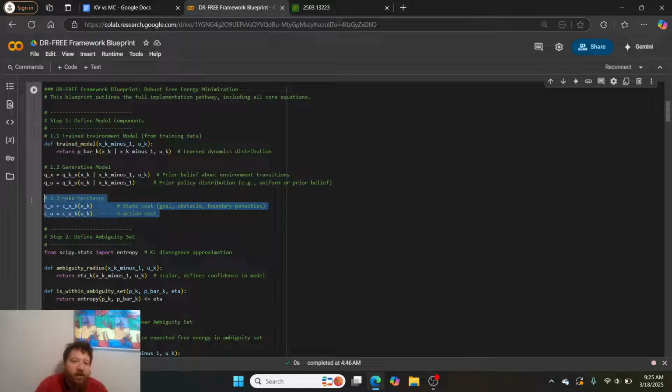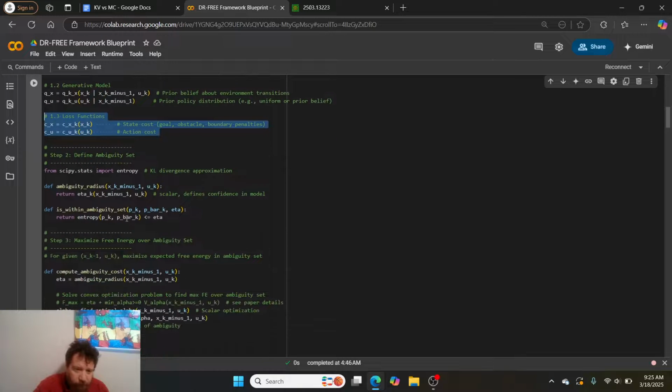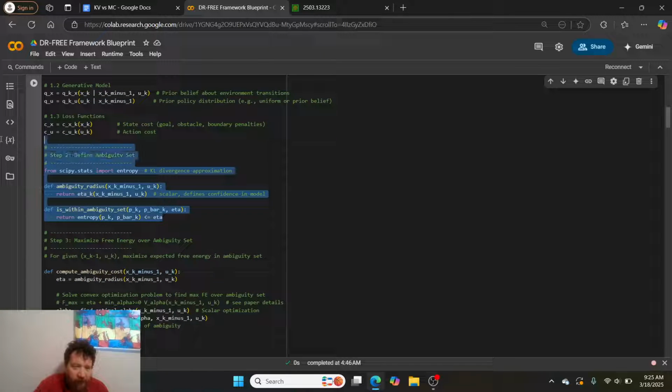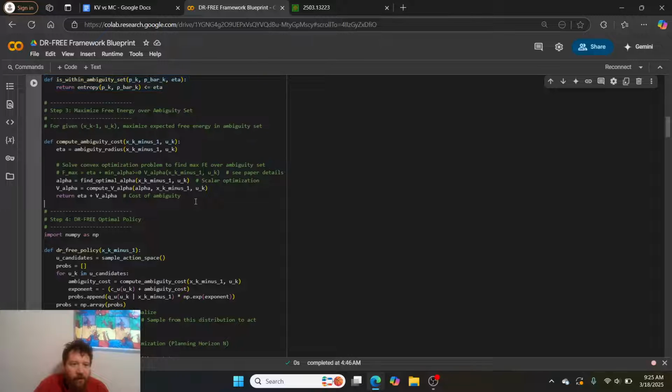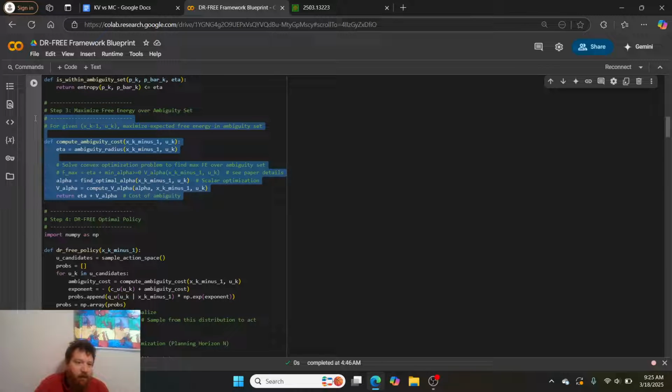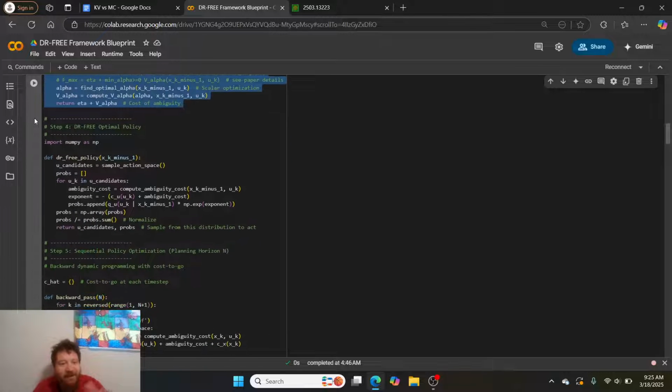Your loss function is based off of your state cost and your action cost. Then you define the ambiguity set, so what exactly defines ambiguity within the environment? That's just a part of that K calculation. Then you design the model to maximize free energy over the ambiguity set, just like you would, maximizing free energy and energy conservation for anything.